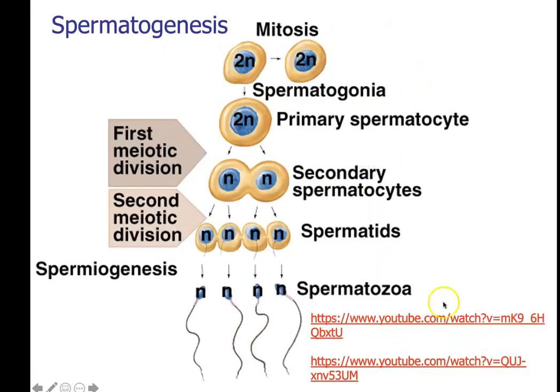Okay, so a couple of videos here where you can watch this process, but again, know that there's a mitosis at the beginning of this process that takes you from spermatogonia to primary spermatocyte, and then you go through those 2 meiotic divisions before you get your 4 spermatids. And spermiogenesis is that process of turning those 4 spermatids into spermatozoa, because now they've added this flagella so they can move and they can swim.